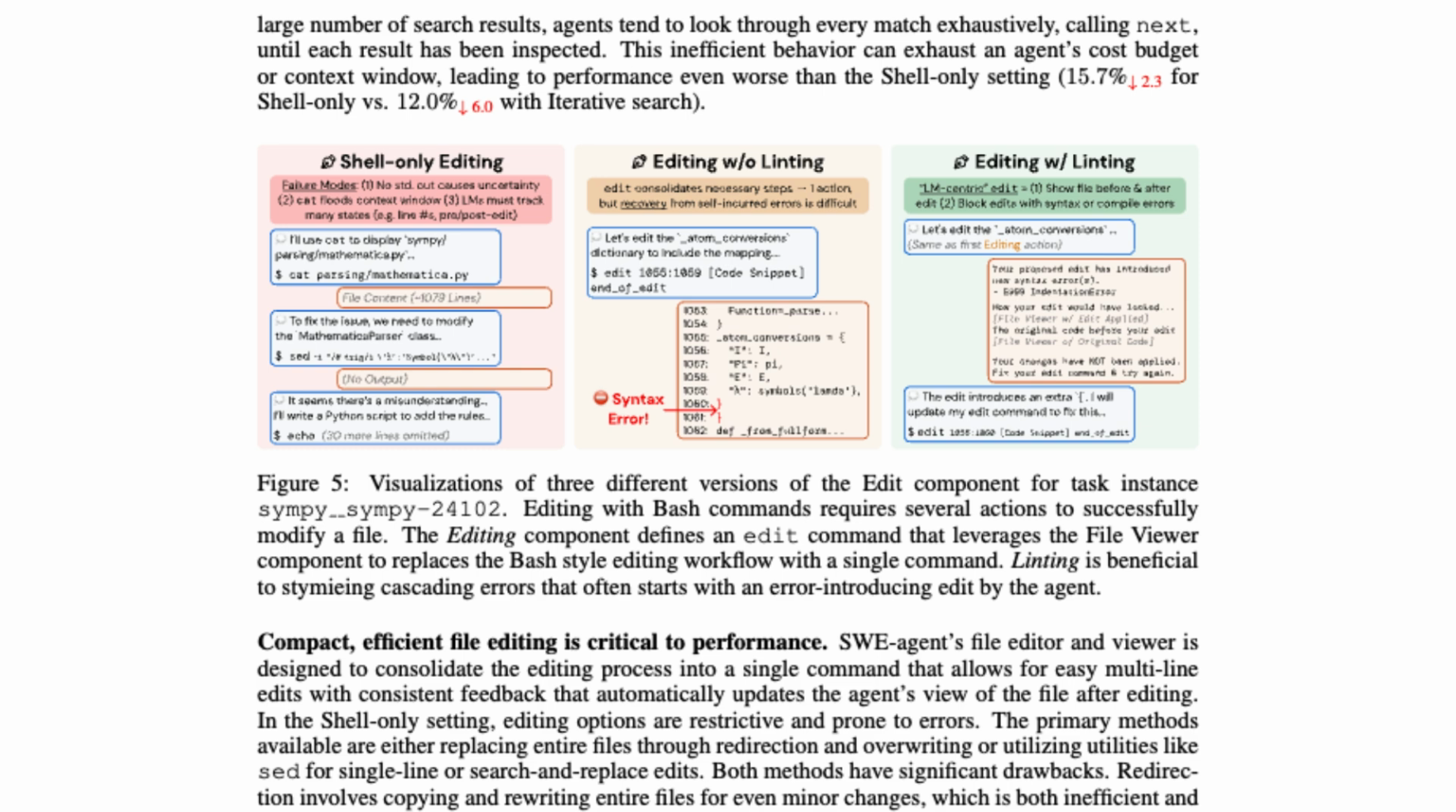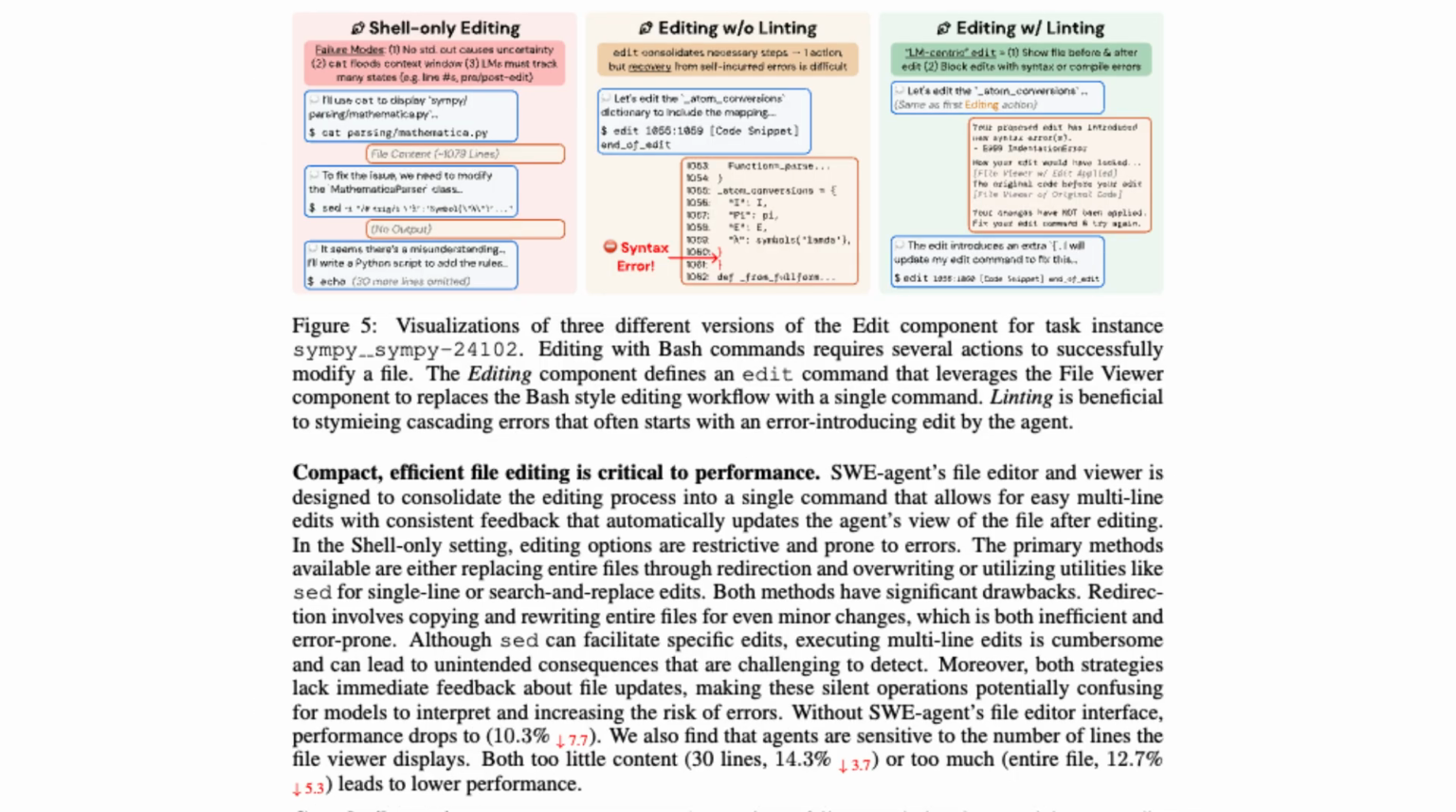Compact, efficient file editing is crucial to performance. SWE-agent's file editor and viewer is designed to consolidate the editing process into a single command that allows for easy multi-line edits with consistent feedback that automatically updates the agent's view of the file after editing. In the shell-only setting, editing options are restrictive and prone to errors. The primary methods available are either replacing the entire file through redirection and overwriting, or utilizing utilities like sed for single line or search and replace edits. Both methods have significant drawbacks.